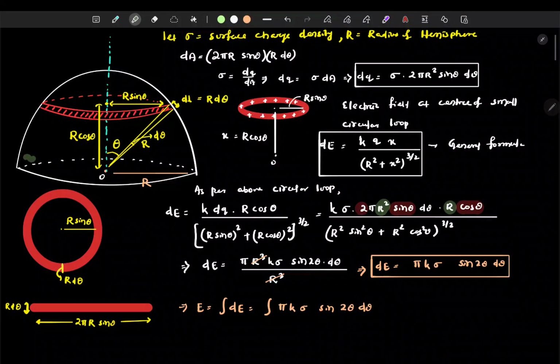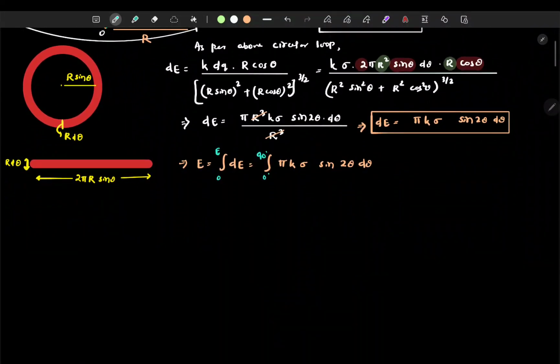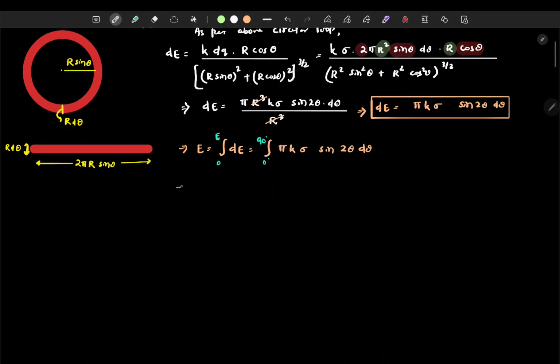So if we consider the strip at the base, then theta will be 0. If we consider the strip at the top, then the theta maximum value is 90 degree. So 0 to 90 is the limit of theta. Now proceed the calculation in a very smooth way. So E is equal to constant quantity pi k sigma, then sin 2 theta d theta integration 0 to 90.